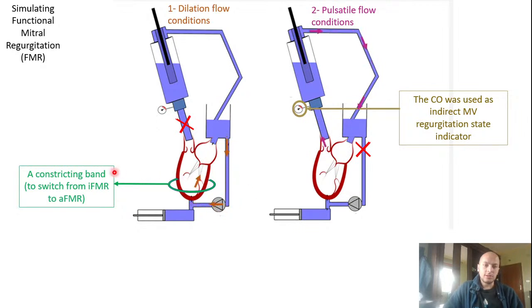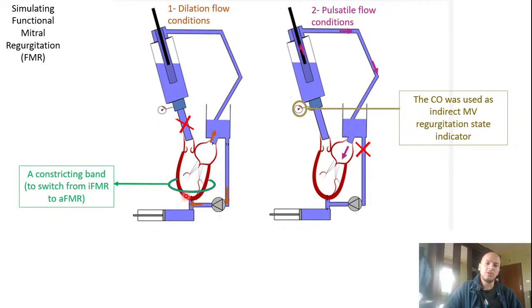And so then the article is talking about that there are two types of functional mitral regurg: ischemic or ventricular, and the second type is atrial, caused by atrial fibrillation. So the simulation that we just talked about simulates ventricular mitral regurg caused by, for example, ischemia in the ventricle.